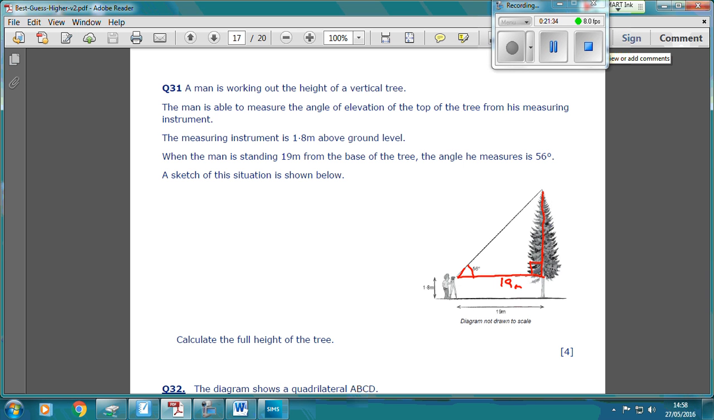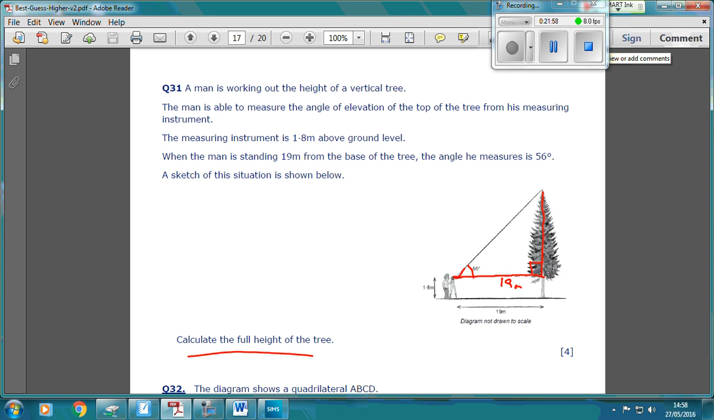So a man is working out the height of a vertical tree. The man is able to measure the angle of elevation of the top of the tree from his measuring instrument. So bear in mind that the measurement instrument starts here. The measurement instrument is 1.8 meters above ground level. When the man is standing 19 meters from the base of the tree, the angle he measures is 56 degrees. A sketch of the situation is shown below. Calculate the full height of the tree.